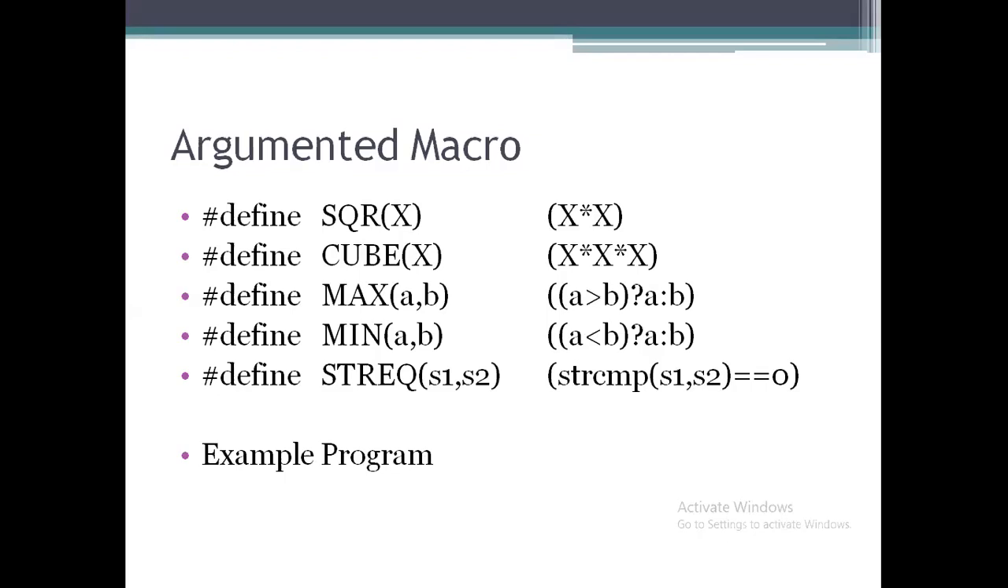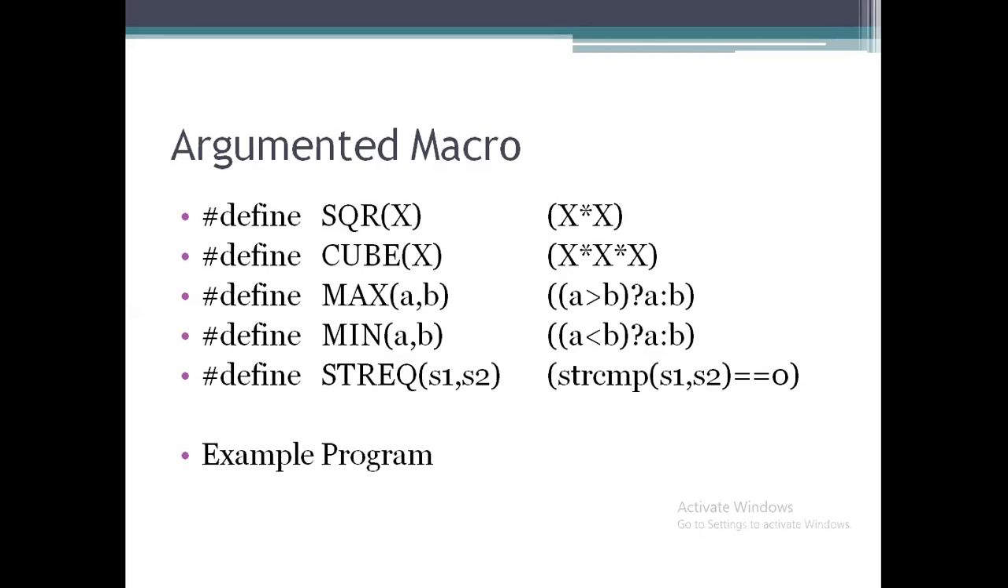Let us verify the meaning and definition of that macro. We are passing two values to the macro. What is the macro? Minimum and maximum. If a less than b is true, a will be returned. If it is false, b will be returned. The same thing we can apply for minimum of a comma b. In the following definition, a less than b. If it is true, a will be returned, otherwise b.